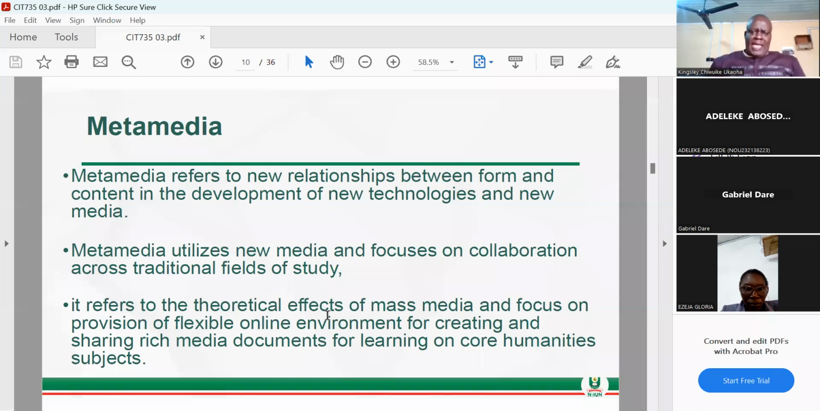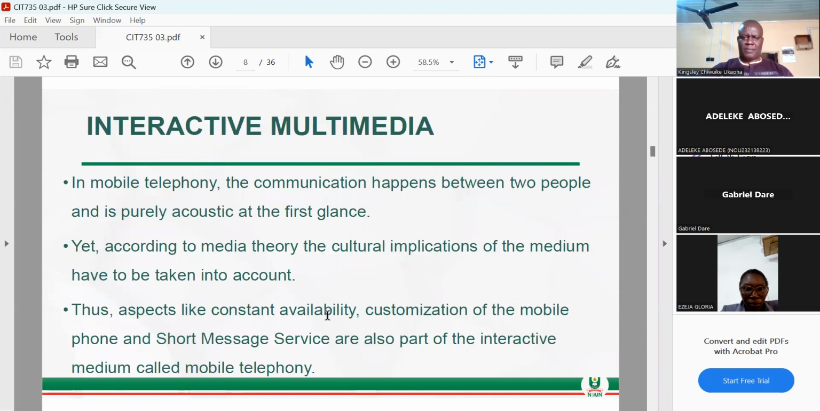And let's also look at meta media. Meta media refers to new relationship between form and content in the development of new technologies and new media. And what does it do? It utilizes new media and focuses on collaboration across traditional fields of study. Meta media refers to the theoretical effect of mass media and focus on provision of flexible online environment for creating and sharing rich media documents for learning on core humanities subjects.